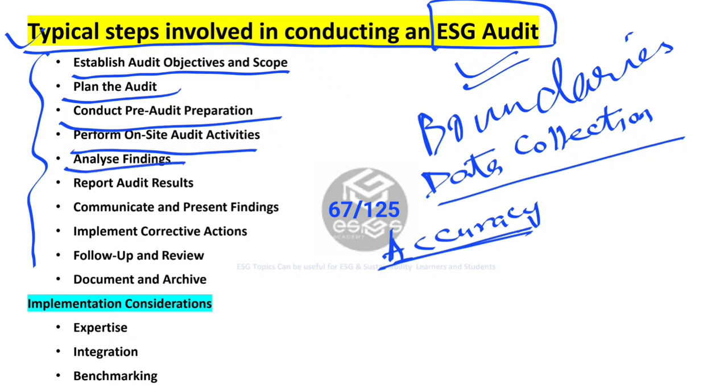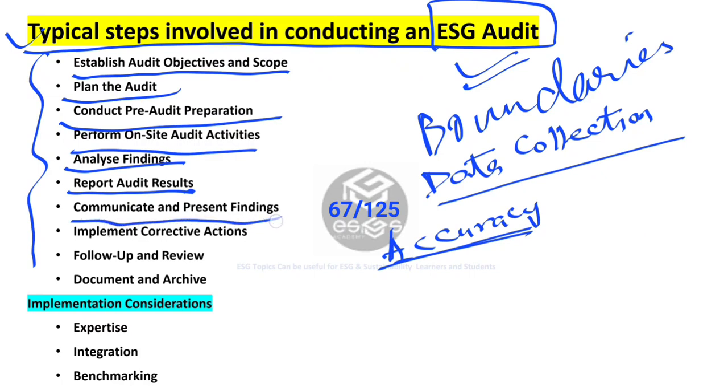The next is analyze the findings. We analyze the collected data and evidence against the audit criteria and the benchmarks, and we identify gaps, deficiencies and areas of improvement in ESG performance compared to ESG standards and goals. Also, we go for sometimes root cause analysis. We determine the underlying causes contributing to identified ESG issues and non-compliances. Then report the audit results. In the audit report, we prepare a comprehensive audit report that will include executive summary, findings and observations, recommendations, and management response.